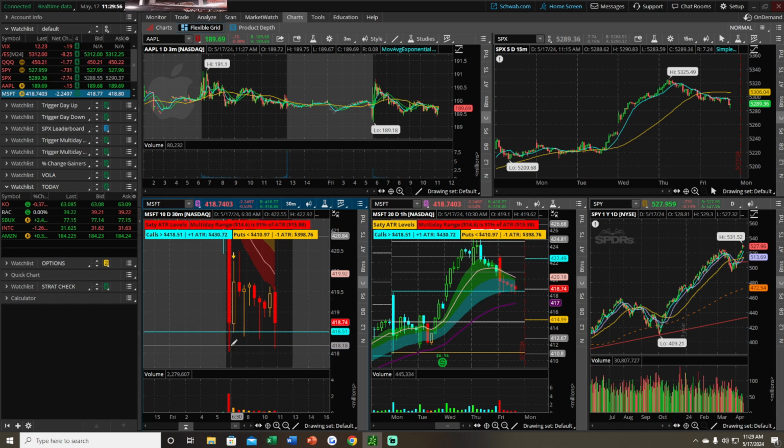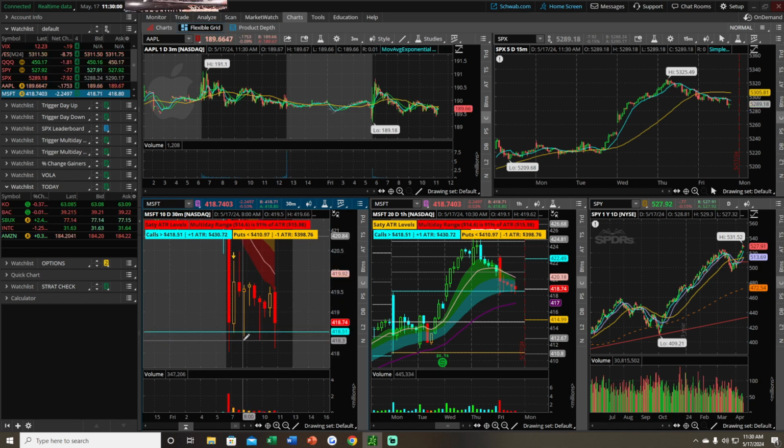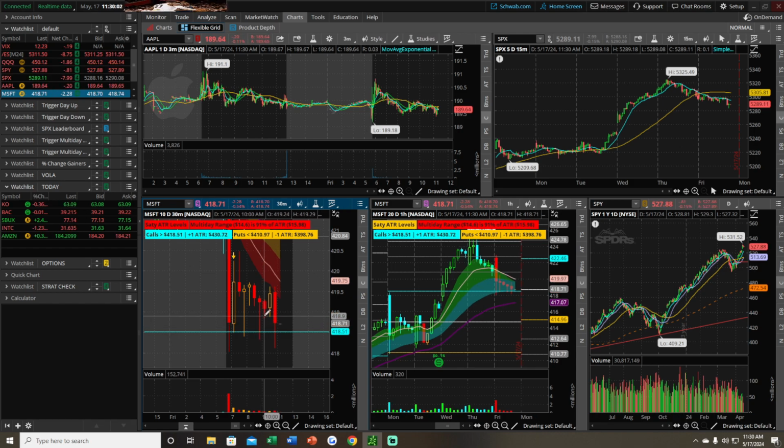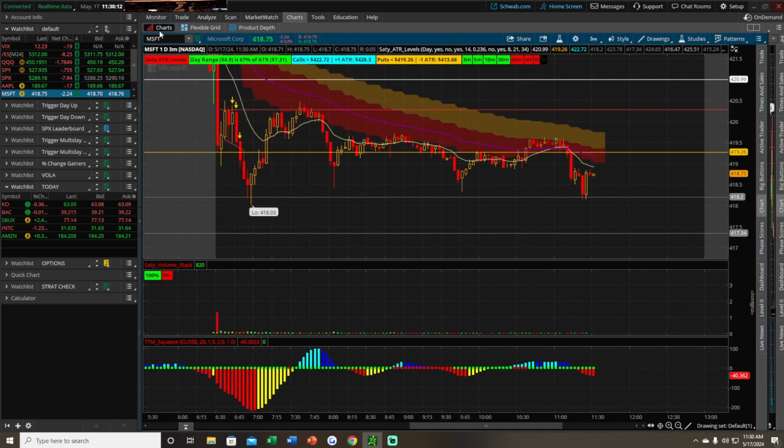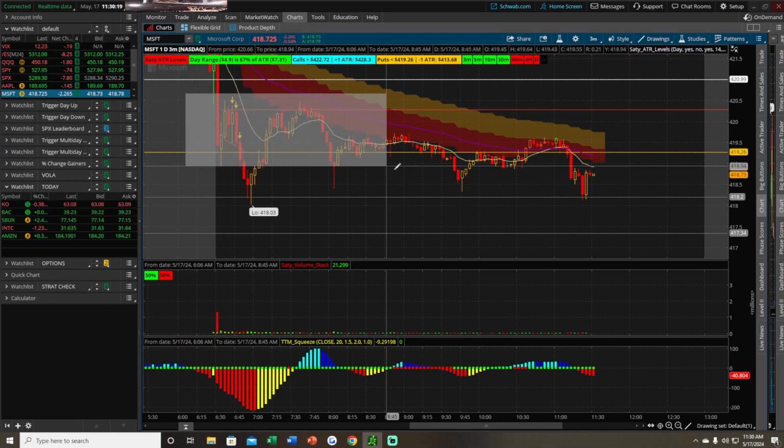Now, the reason why I didn't want to enter is because look at how well we've respected this call trigger all day. This is a huge level for Microsoft, a huge demand zone. Every time we get down here, people are buying for whatever reason. Huge level down here, so I don't like trading into that. I like trading the path of least resistance. That's what John Carter says. And that's how you're going to make the most money. But yeah, just a one and done trade.